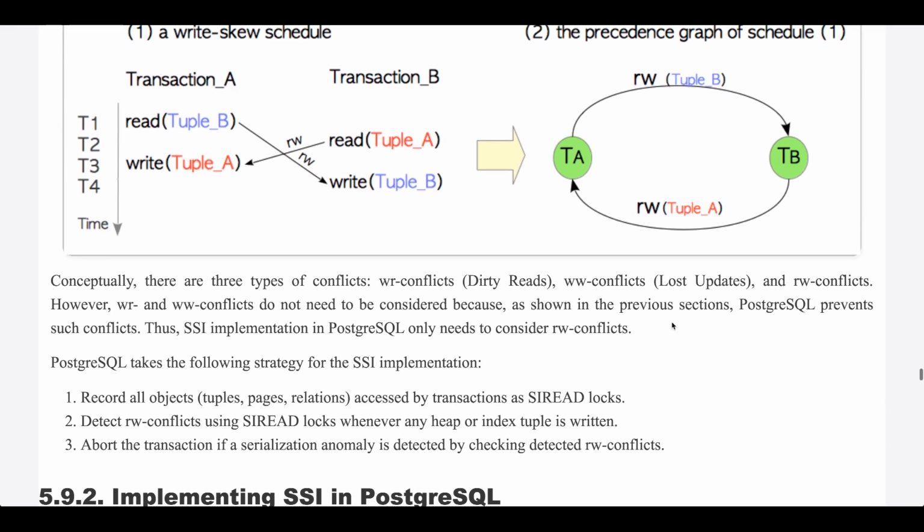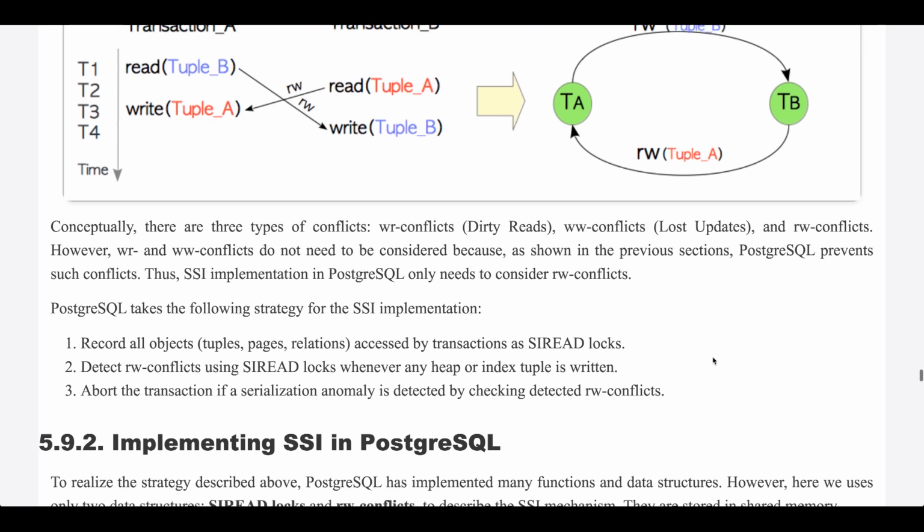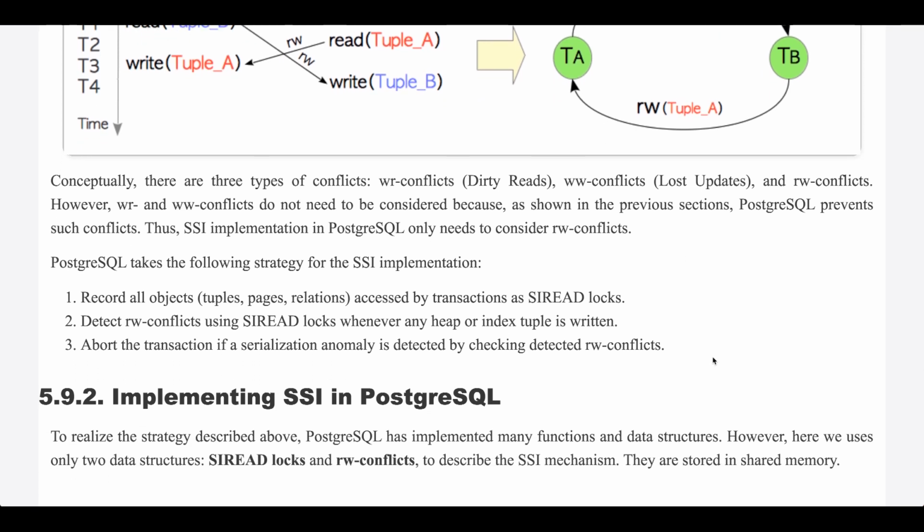Conceptually, there are three types of conflicts: write-read conflicts, which are dirty reads, write-write conflicts, like lost updates, and read-write conflicts. However, write-read and write-write conflicts do not need to be considered because, as shown in the previous sections, Postgres prevents such conflicts. Thus, the serializable snapshot isolation implementation in Postgres only needs to consider read-write conflicts.